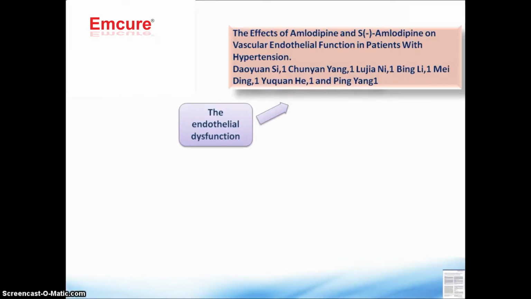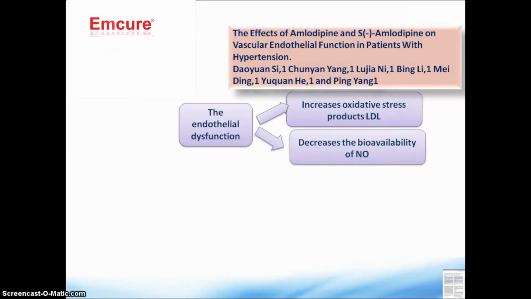Endothelial dysfunction increases the oxidative stress and increases products like low density lipoproteins, and this decreases the bioavailability of nitric oxide. Nitric oxide, if you remember, is a vasodilator, and it brings down your blood pressure. In patients with hypertension it causes a fall in the blood pressure due to its vasodilatory action. So when there's a decrease in the bioavailability of nitric oxide, definitely the vasodilatory effect will be lost and it might cause hypertension.